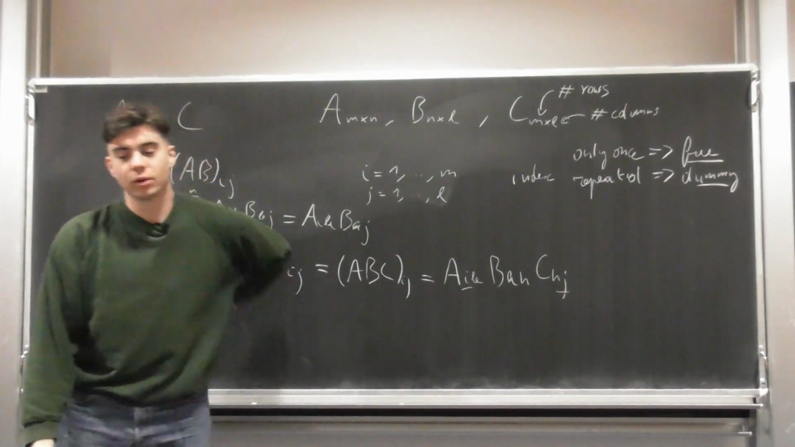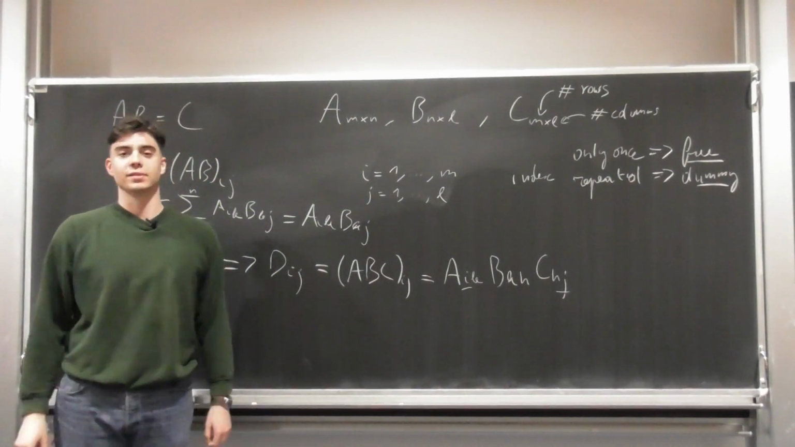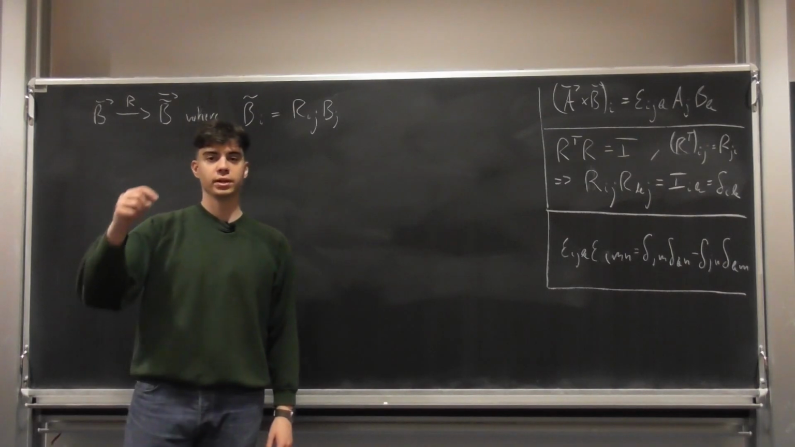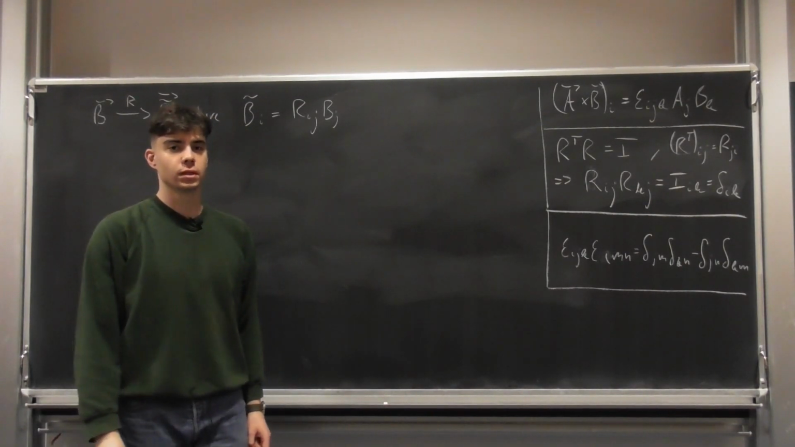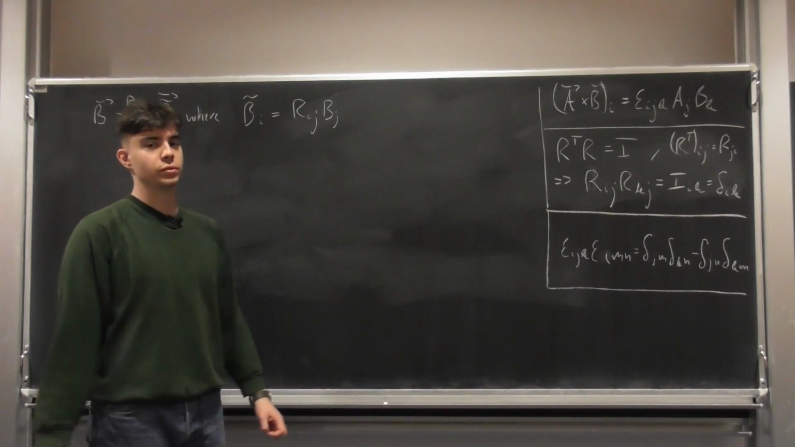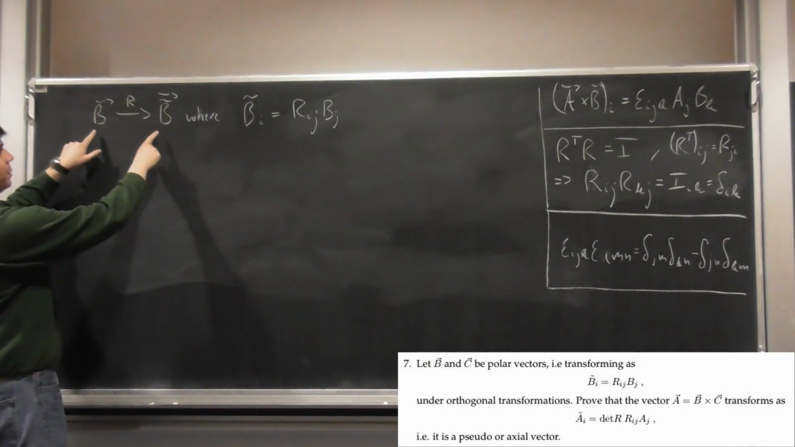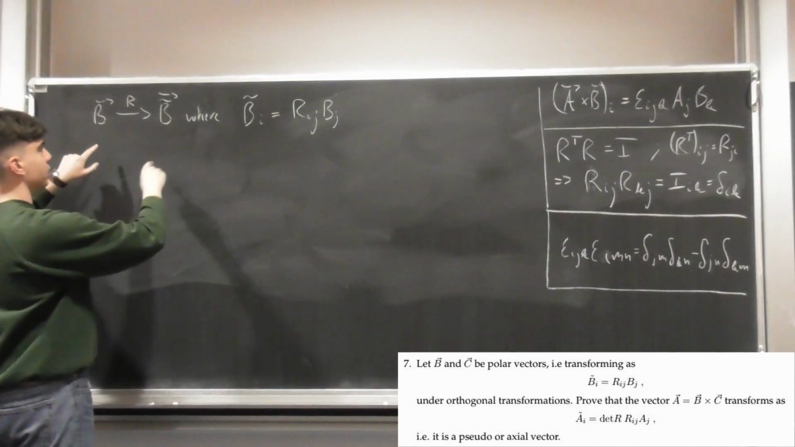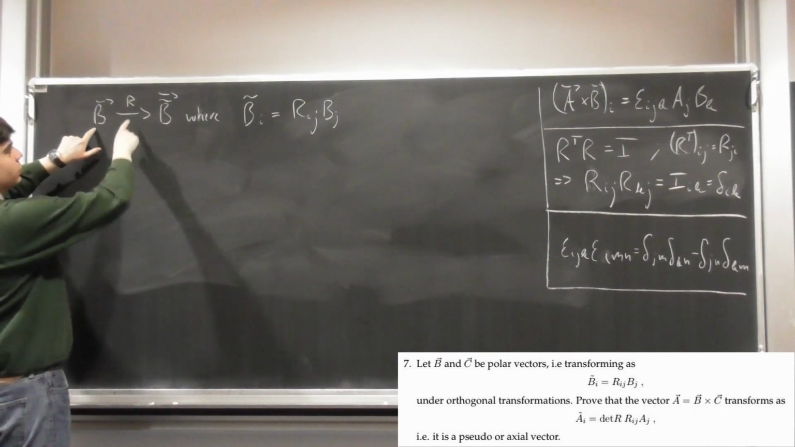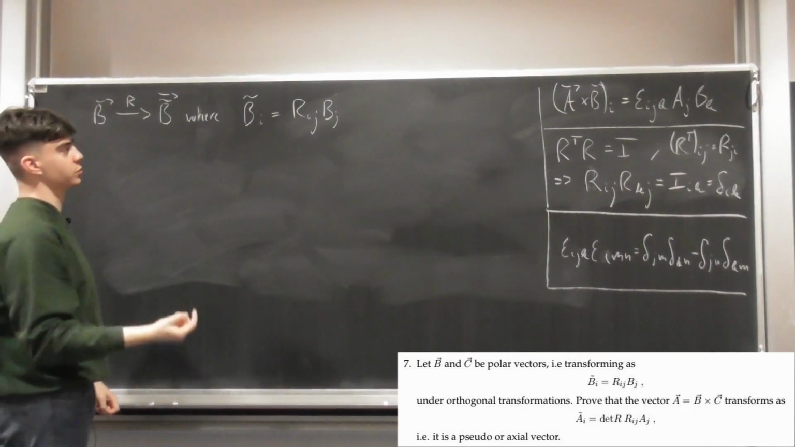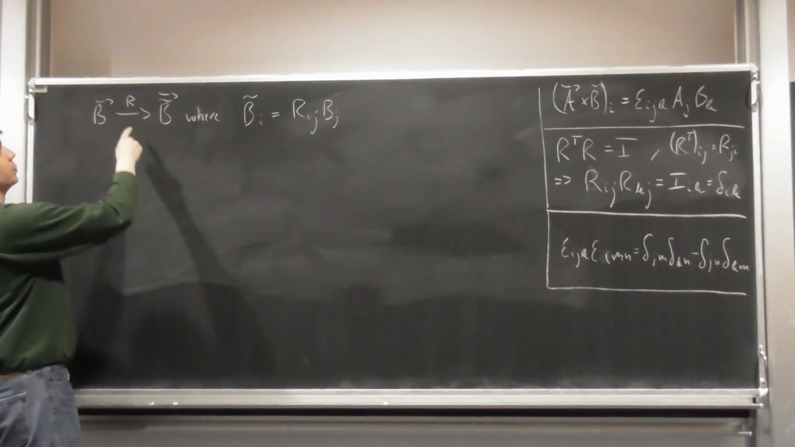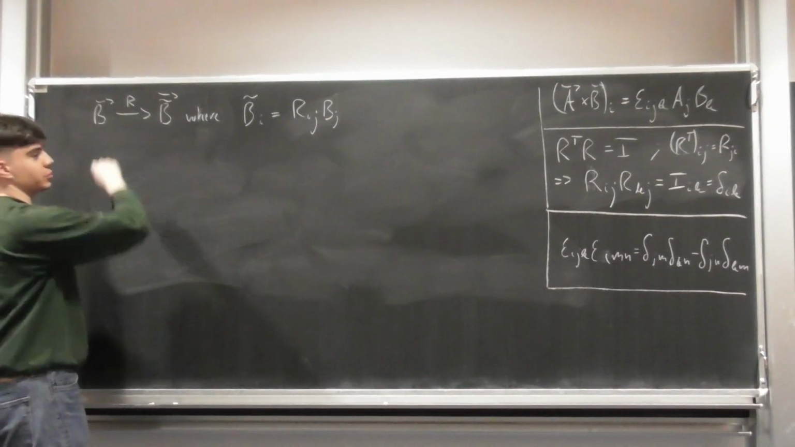Okay, and now we're going to go on to problem 1.7 as I promised. As before, you can find this problem set in the description, and let's get going. So the question says, given this transformation rule for B and C, I haven't written it, but it's the same for C, where the vector B under an orthogonal transformation, which in other words means we multiply the vector B by a rotation matrix R.